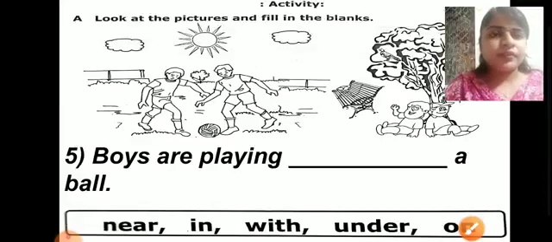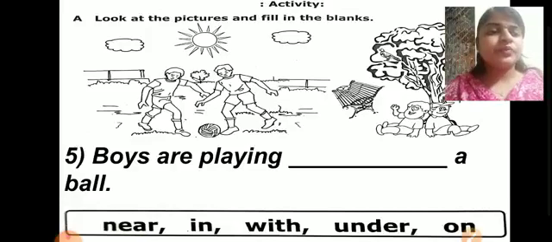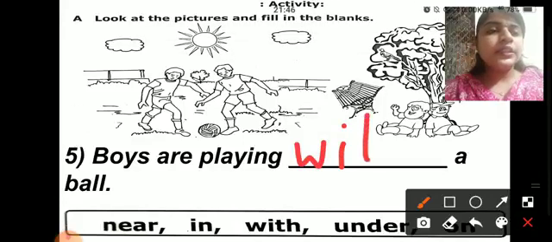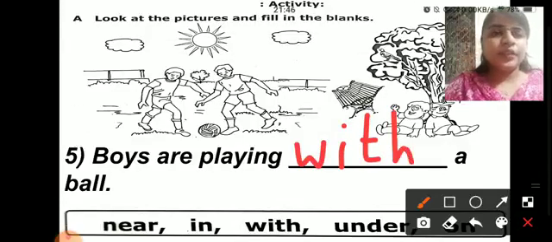Number 5. Now here in the picture you can see 2 boys are playing. Yes or no? Yes. So number 5. Boys are playing dash a ball. Boys are playing with a ball. So with is our position word. So write it down with me. W-I-T-H. With. Done, children? Next.